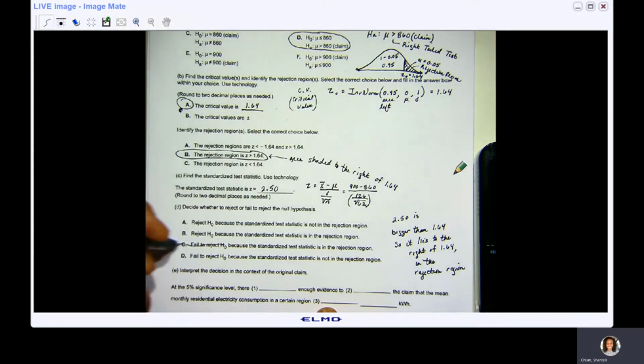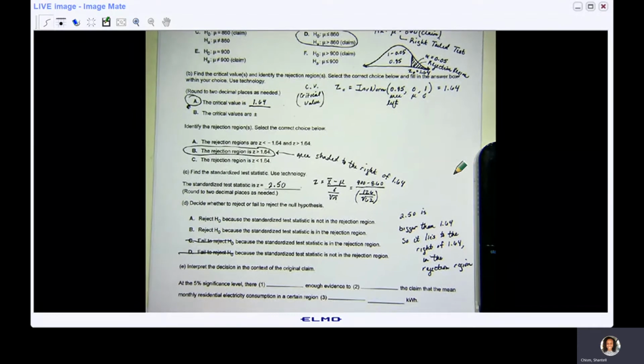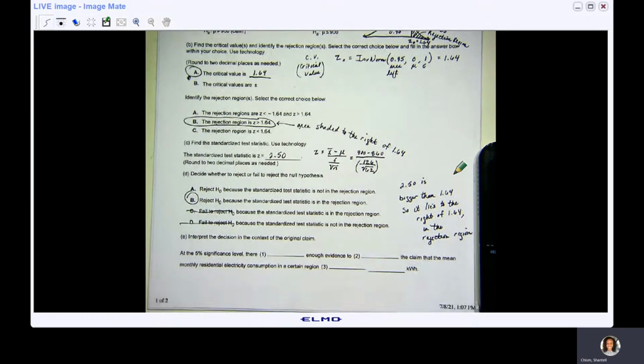So cross out C and D because they say fail to reject. So we know it's either A or B. And it is B because it says reject H naught because the standardized test statistic is in the rejection region. So B is the correct one. Okay, it is in the rejection region. And now we're going to interpret our decision. At the 5% significance level, there blank enough evidence to blank the claim.